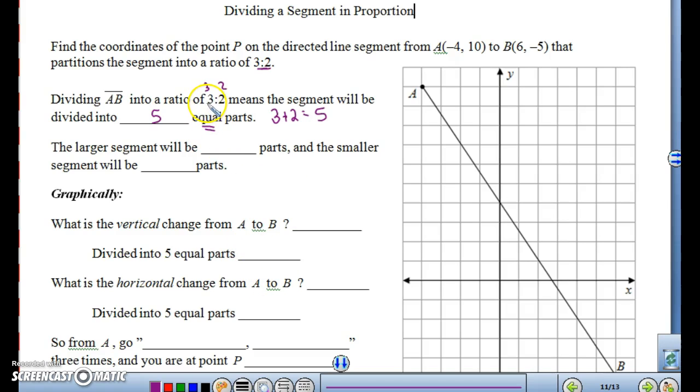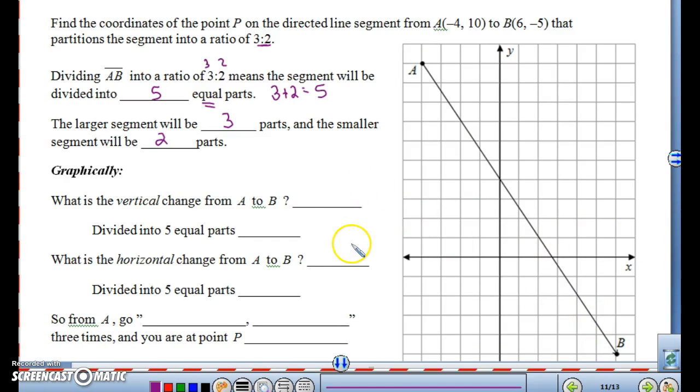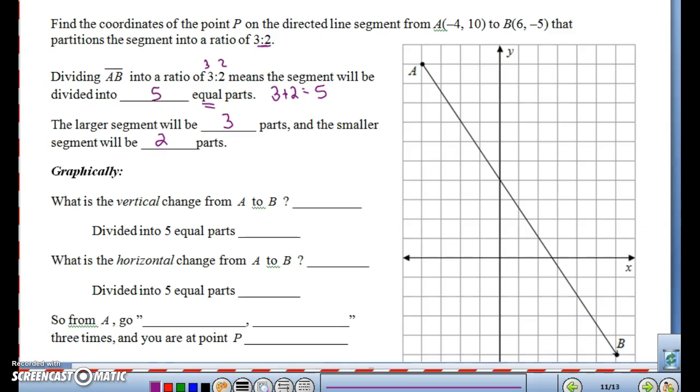Now, since the ratio is 3 to 2, the larger segment will be 3 parts, and the smaller segment will be 2 parts. So, our goal here is to take this segment and divide it into 5 equal parts. And then we want to figure out what 3 parts of the segment would be and 2 parts of the segment would be, what point would make the 3 parts and 2 parts. So let's try this out.